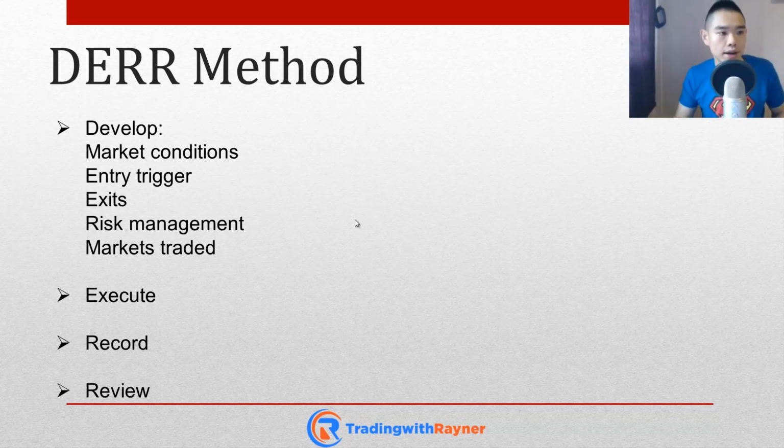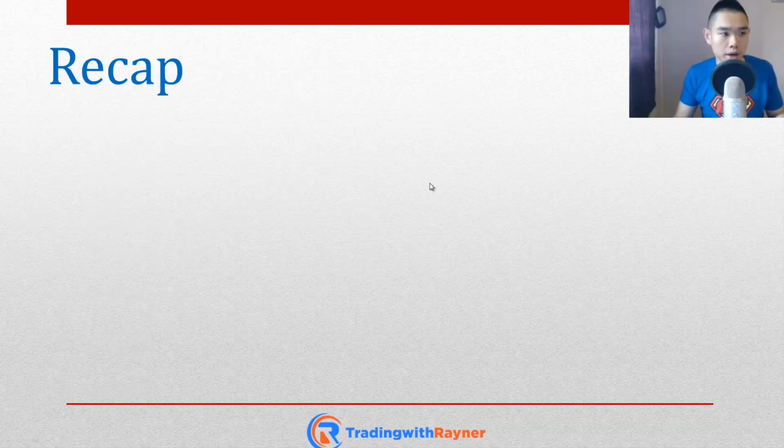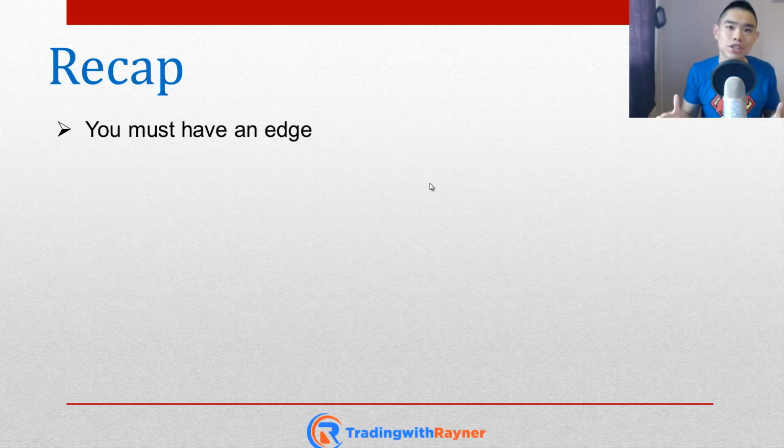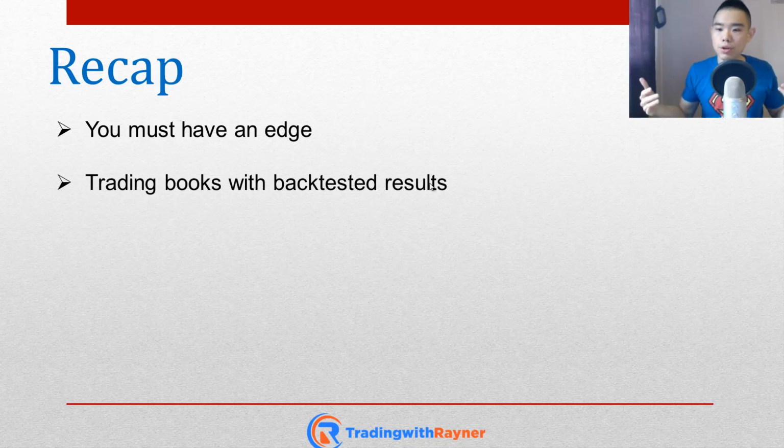Okay? So with that said, let's do a quick recap of what you've learned today. Number one, you must have an edge in the markets. There is no two ways about it, as what I've just shared with you. Number two, if you want to shortcut your learning curve, what you can do is to read trading books with backtested results. I shared with you a list of trading books. They are not everything out there, but there are a few books that you can get started with. And finally, we talk about the DERR method that you can use to find your edge in the markets as well.